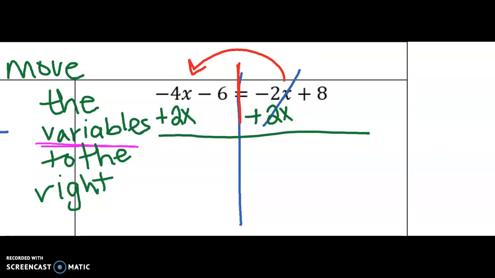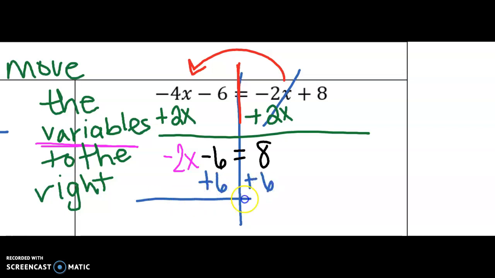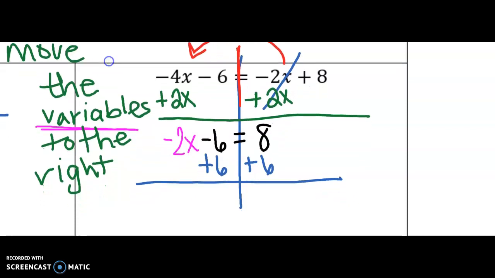So we're left with a negative 4x and a 2x is going to give me a negative 2x. Bring down the minus 6. Carry the equal sign, and you're left with 8 on this side. Alright? And now we're back to this two-step. I want to get the x by itself, so I got to start furthest, which is the 6, like that. And the 6's cancel out. I'm left with negative 2x equals 14.